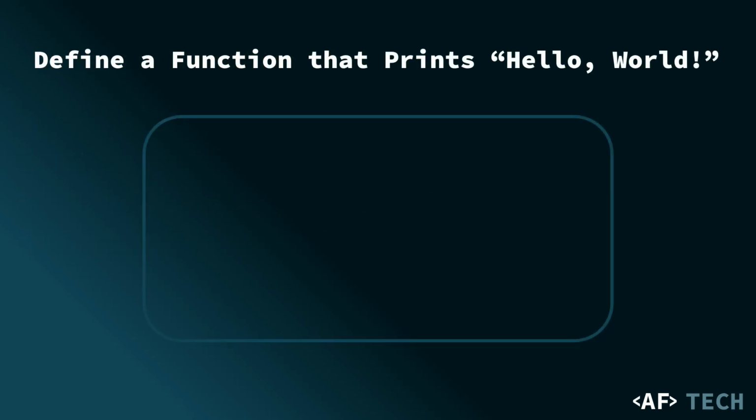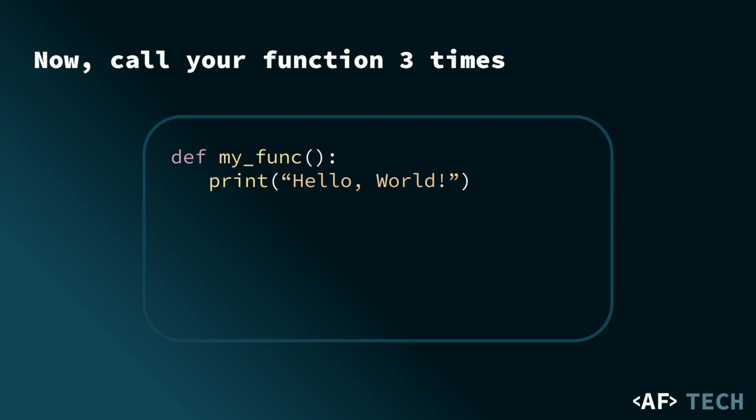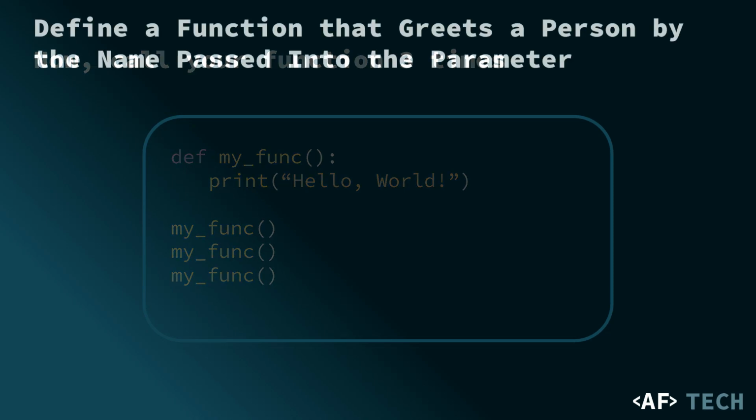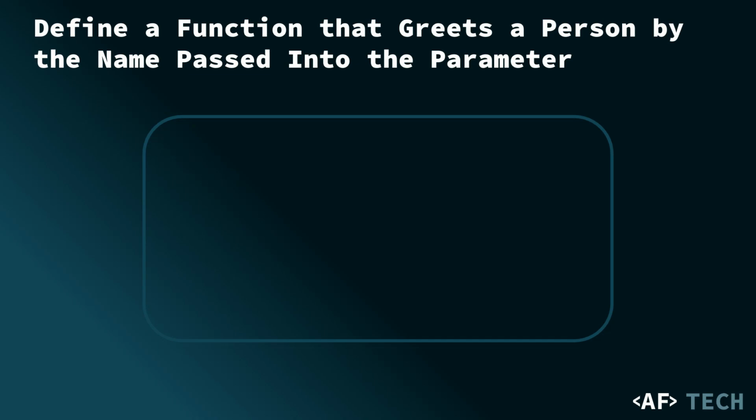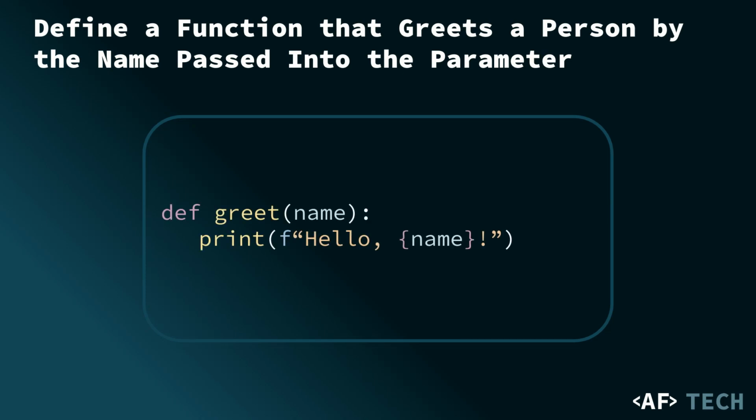Define a function that prints hello world. We'll use def, myfunc, and then we will just print hello world. Call your function 3 times. We'll just say myfunc 3 times and call it with the parentheses. Now define a function that greets a person by the name passed into a parameter. So there will be one parameter called name, and you'll use that to print the person's name when passed in. So just use the exact same example as before, but pass in name as a parameter, and then change this string to f-string formatting so you can say hello and then the name they pass in.